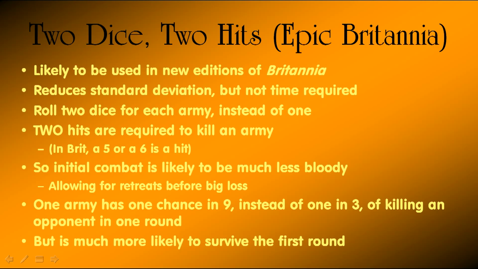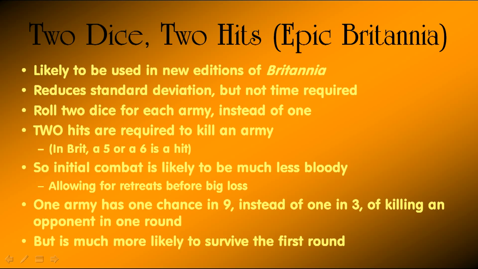So in Britannia, you'd roll 2 dice for an army, and you need 2 5s or 6s to kill an enemy army. So initial combat is likely to be much less bloody, which allows for retreats before the defender, or the attacker, takes a big loss. One army has 1 chance in 9 instead of 1 in 3 of killing an opponent in 1 round. But it's also much more likely to survive the first round.